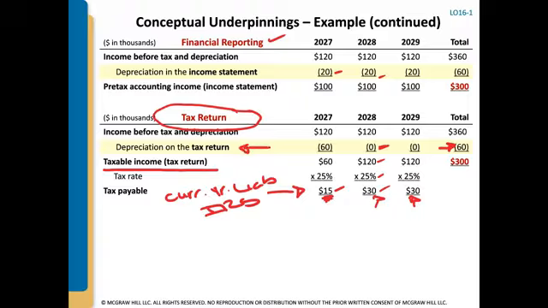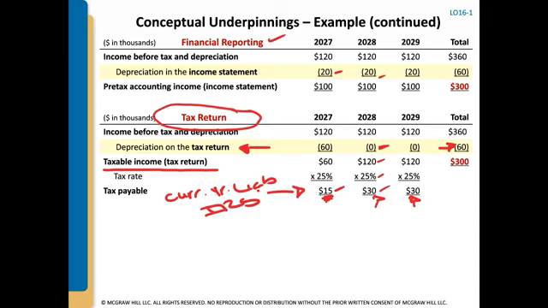Depreciation is one of those expense items that we adjust, but they're temporary because at the end of the day, at the end of these 3 years, we'll have taken the same amount for financial reporting and the tax return. It's just a matter of timing as to when we do it.